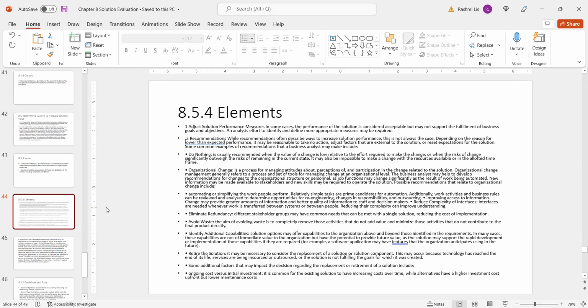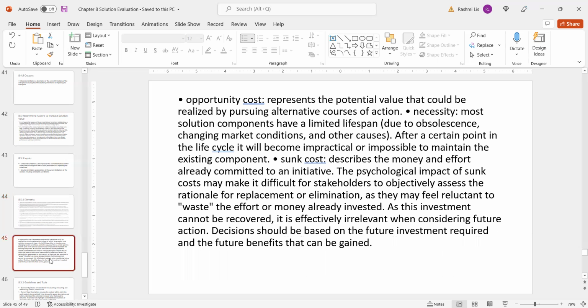When the risks of the change significantly outweigh the risks of remaining in the current state, it may also be impossible to make a change with the resources available or in the allotted time frame. Other options include organizational change, automating or simplifying the work, eliminating redundancy, avoiding waste, identifying additional capabilities, and retiring the solution. Some additional factors that may impact the decision regarding the replacement are ongoing cost versus initial assessment. Opportunity cost is another thing to consider, necessity, sunk costs, and so on and so forth.